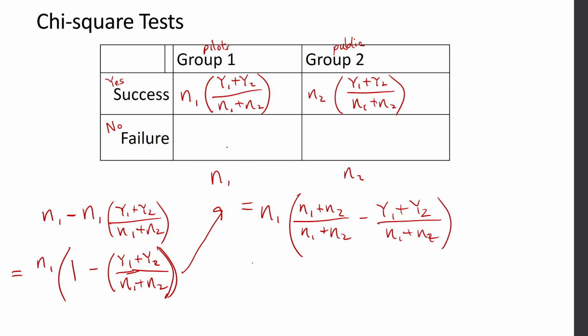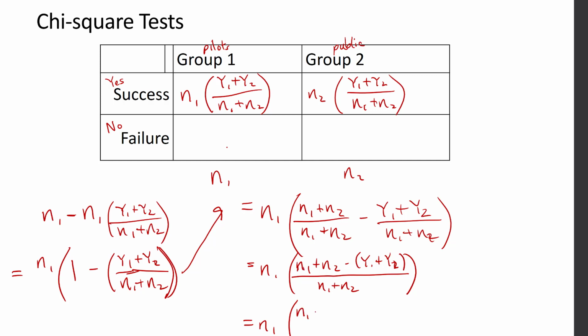And we have a common denominator, so that ends up being n1 plus n2 minus y1 plus y2 all over n1 plus n2. And one last time, I'm going to rearrange terms. I have n1, and then in my parentheses, I'm just going to reorganize the terms in my numerator. I'm going to make it n1 minus y1 plus n2 minus y2 all over n1 plus n2.